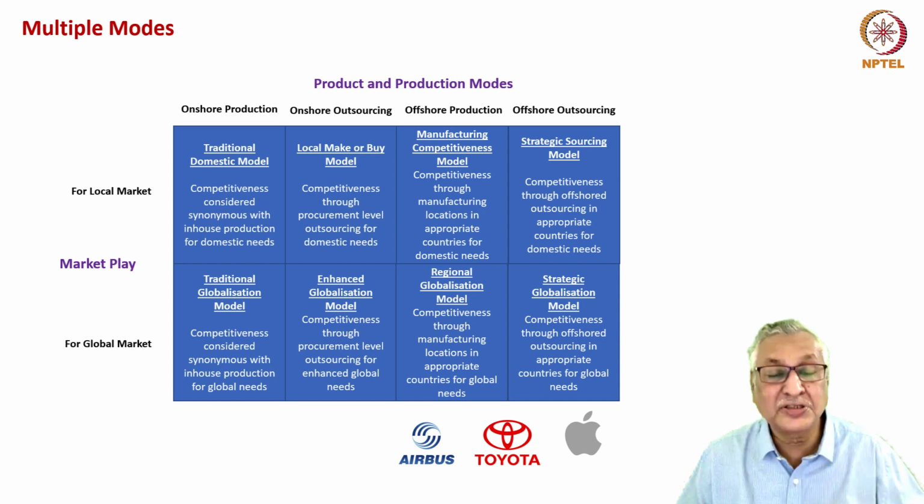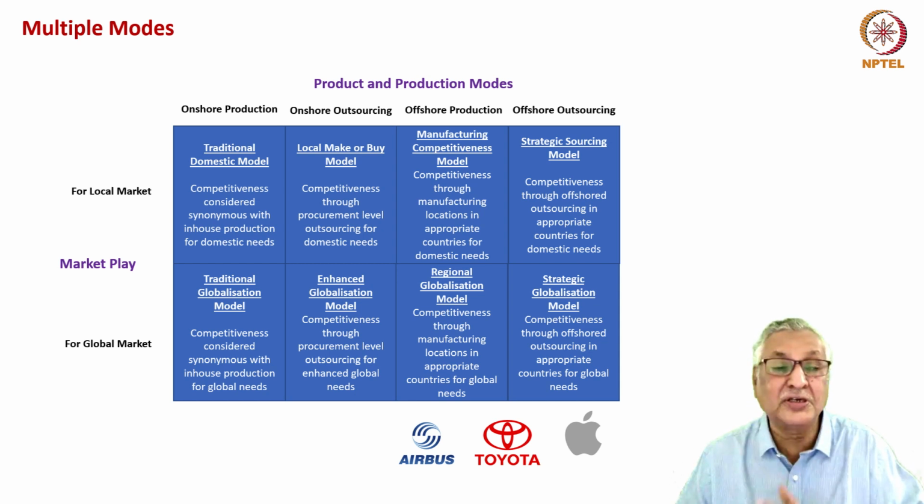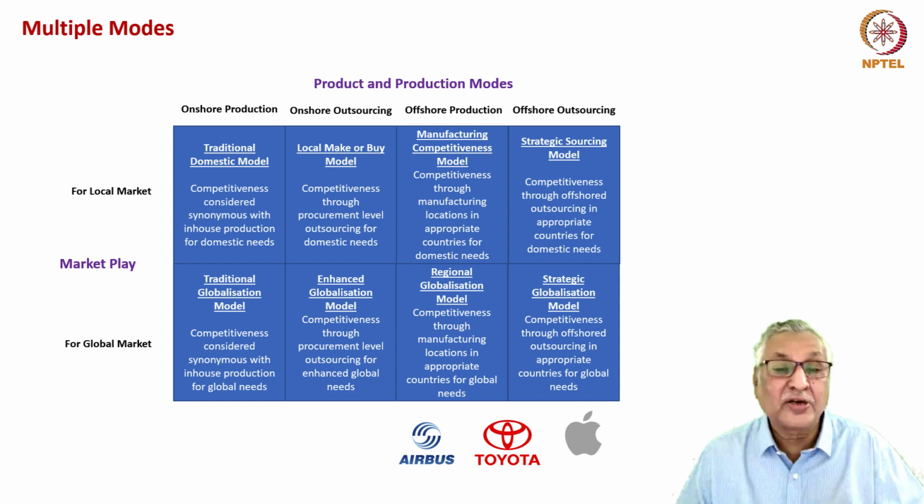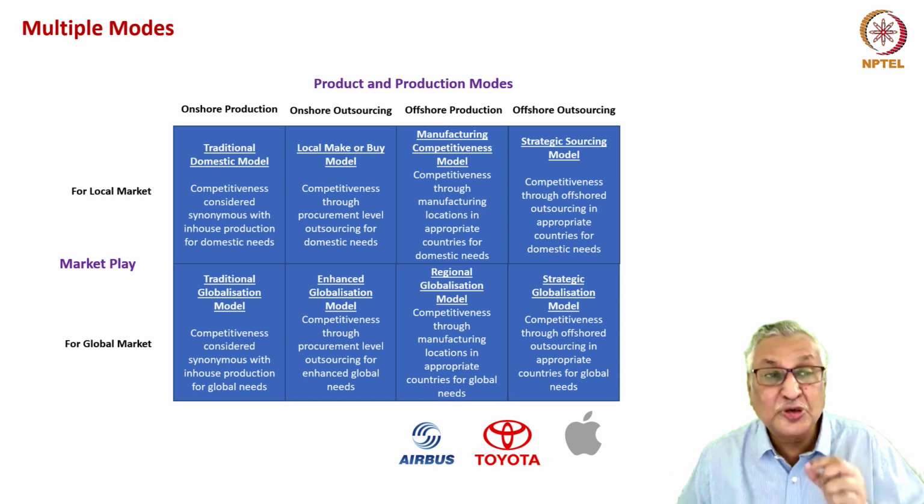That is how the business evolved to satisfy market needs. In this model, competitiveness is considered to be synonymous with in-house production for domestic needs. If you look at the evolution of the Indian industry, that was the starting model for all companies and all industries. Then came the local make or buy model. This is considered to provide competitiveness through procurement level outsourcing for domestic needs.